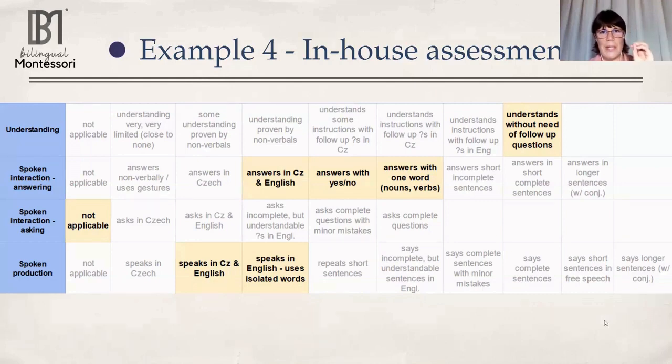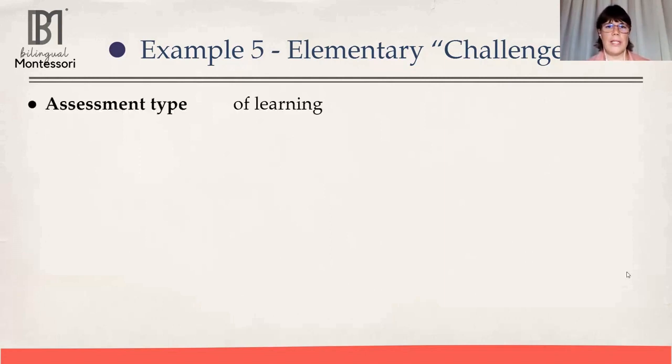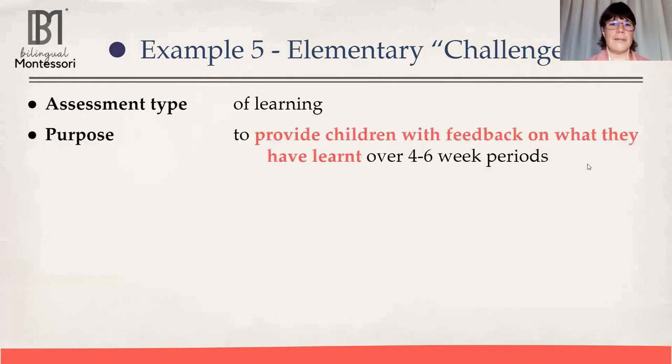So I just want to wrap up this example number 4, before we get to example number 5, which is what I call the elementary challenges. And this is a system inspired by Dylan Wiliam's work, the 3-color test. It's an assessment of learning in a formative format. And the main purpose is to provide children with feedback on what they have learned over the 4 to 6 week period.